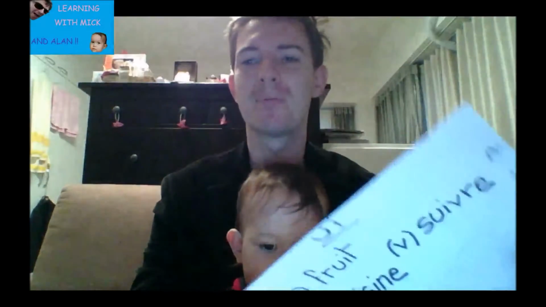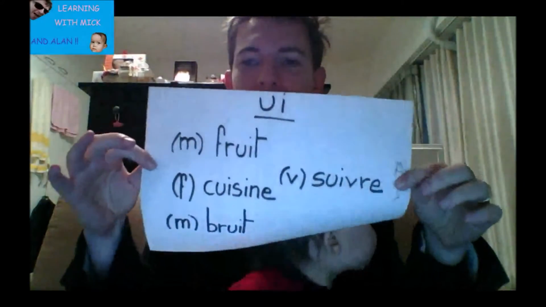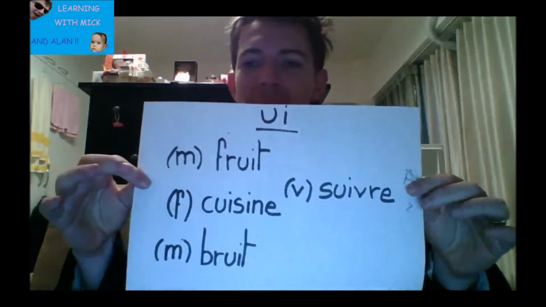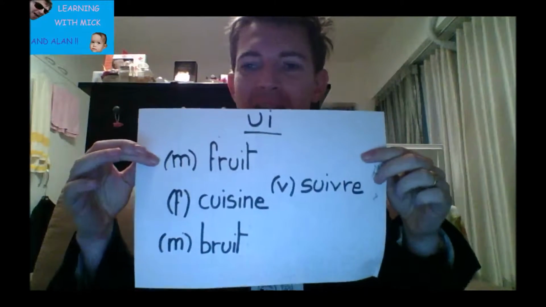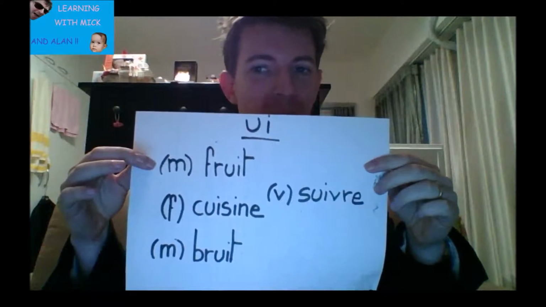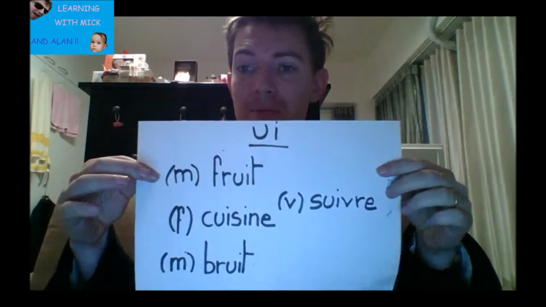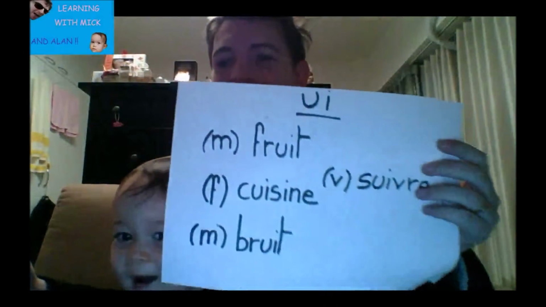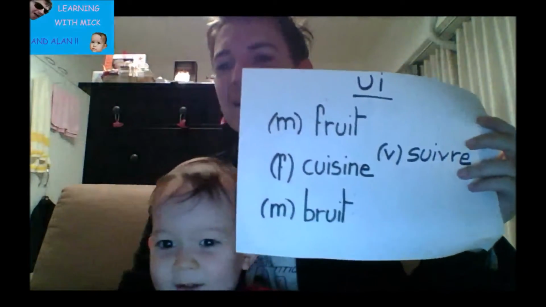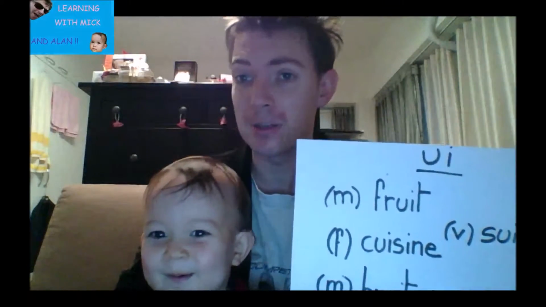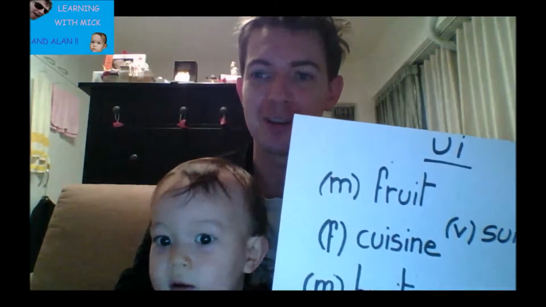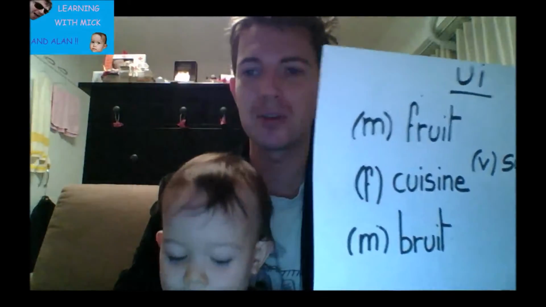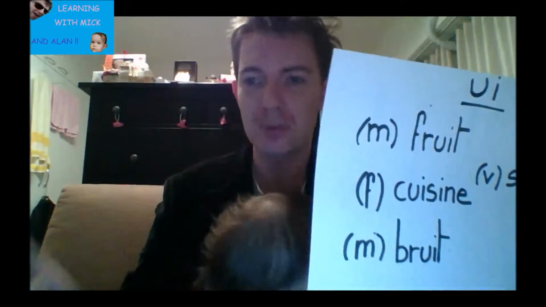Next. The next one is not going to be easy, but I am here. Ui. Here's something you might recognize, a French word that is used very often in English. Fruit. Très bien. Un fruit is a fruit, as if you hadn't guessed. Now notice the ui. Fruit.